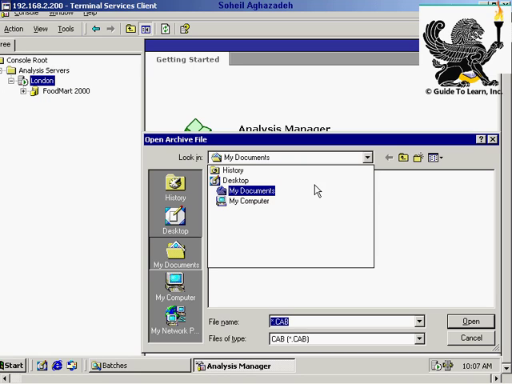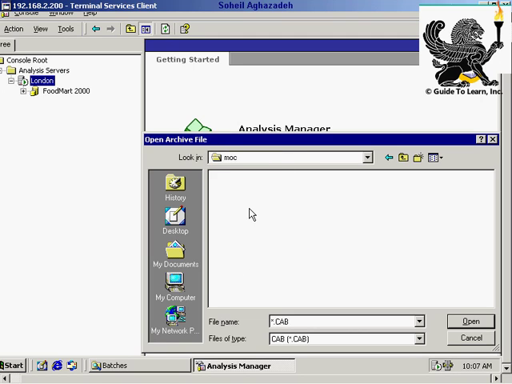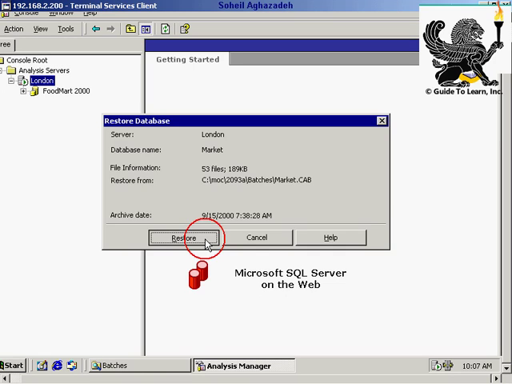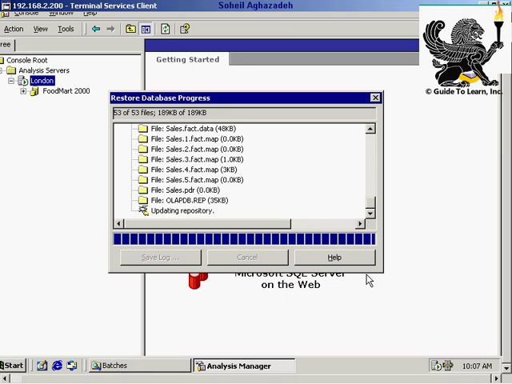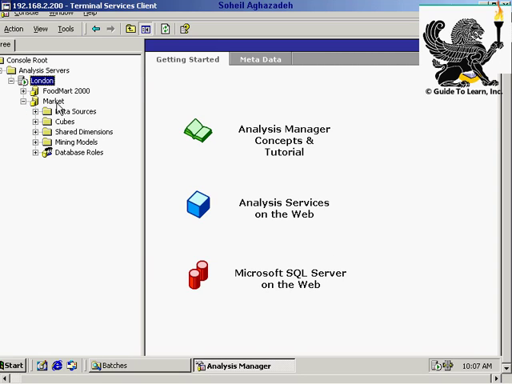If I wanted to restore a database that comes from my C drive, MOC, and then on the batches I have the market cabinet file, I'd like to restore this particular database, because most of our demonstration will be based on the market database in here. So if I go and expand this market database, as you see, I'd like to demonstrate a few things in here.